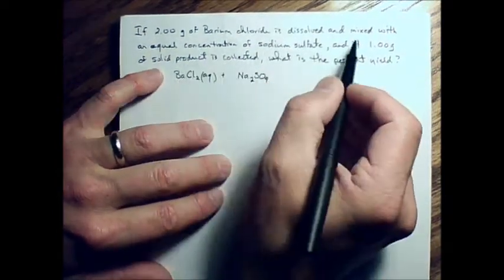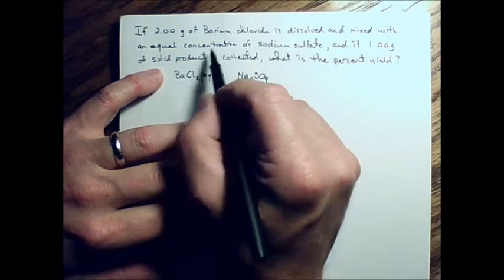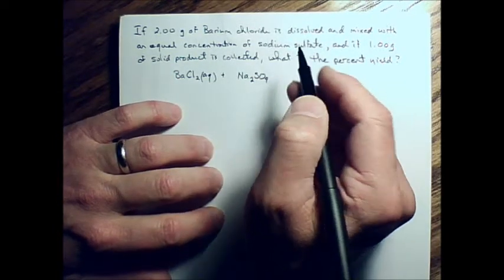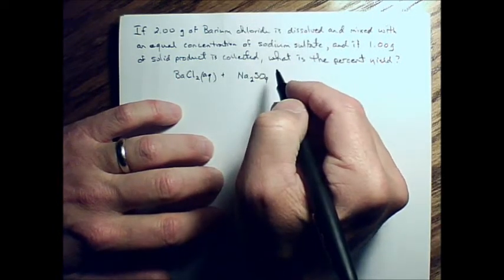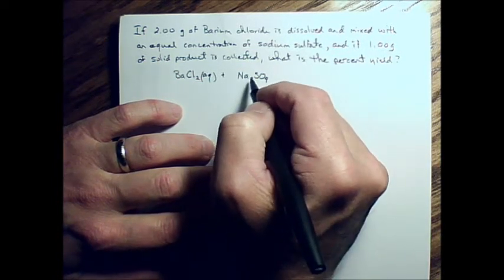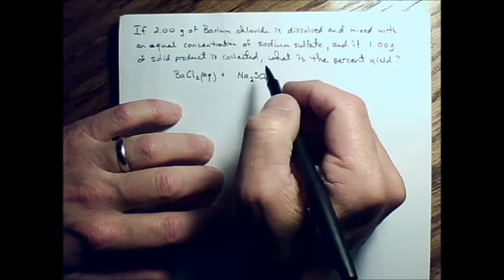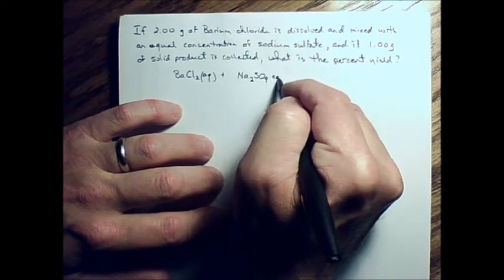It says that the sodium sulfate has an equal concentration. Well, that must mean it's also aqueous. We could look it up on the solubility rules, and we'd find that group 1 metal compounds, like sodium sulfate, are aqueous. So this would be aqueous.